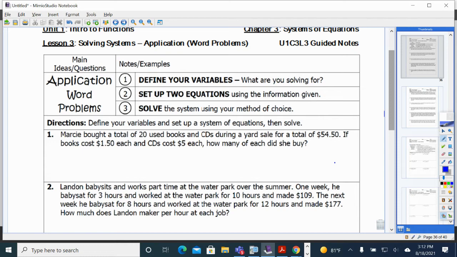We know a lot of information here, and what we want to do is we know about books, we know about CDs. So because there's 2 different things that we don't know, that means we need 2 different equations. So we have 2 unknowns, we need 2 equations. So I'm going to let B represent books, and I'm going to let C be my CDs. Okay?